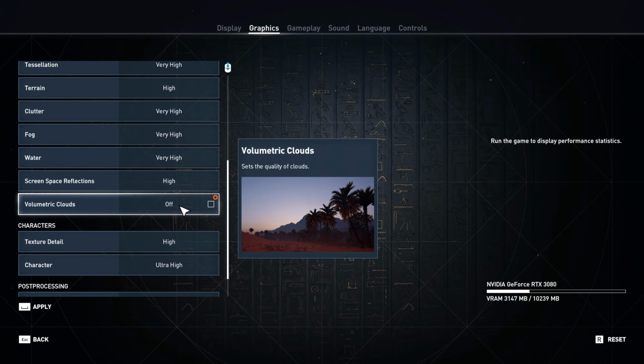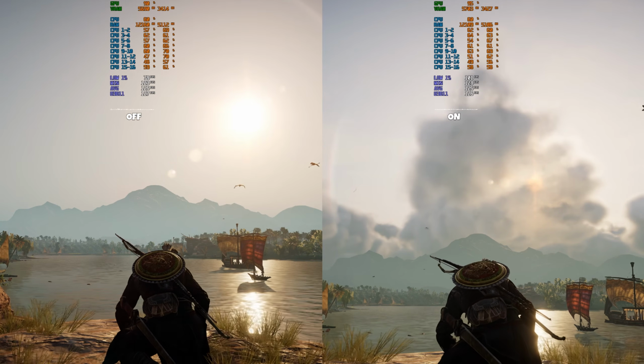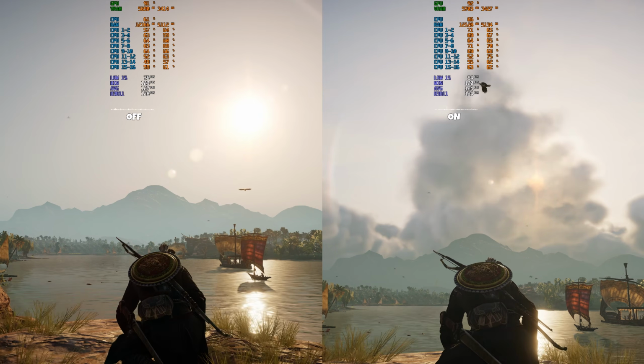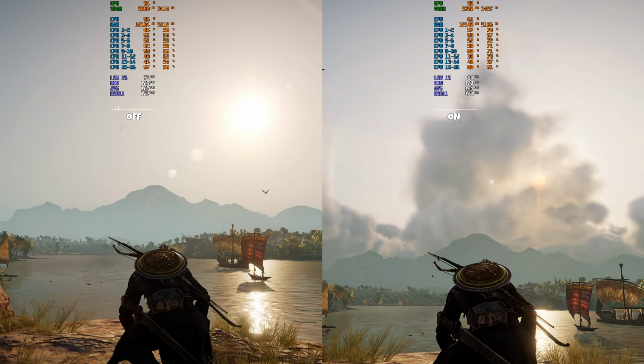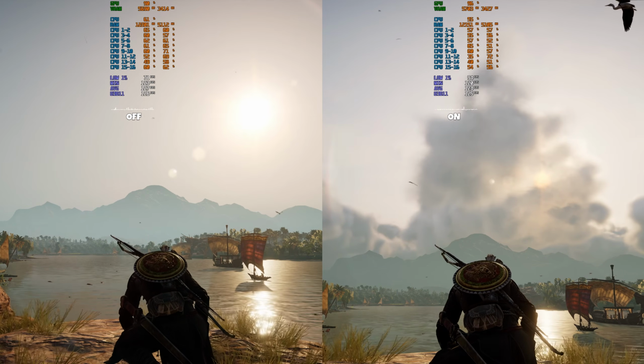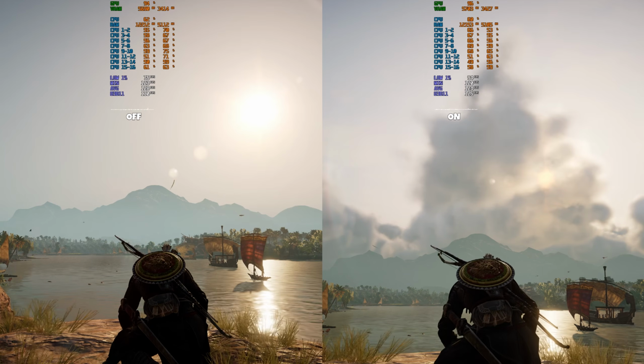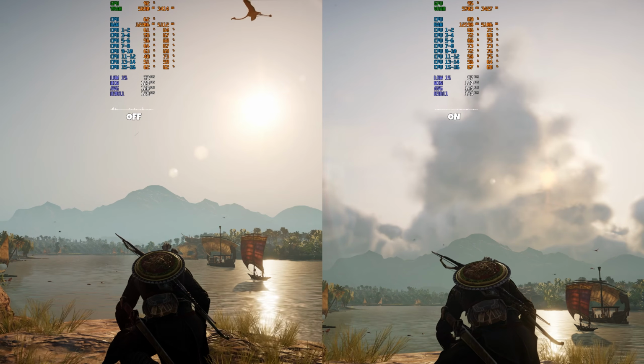Flying on up to Volumetric Clouds, let's just see that with Volumetric Clouds off, we gain about 4 FPS, but the 1% averages actually decrease by about 20, which is very weird, but it does happen. Here I would recommend keeping Volumetric Clouds off, since it does give the actual normal FPS a boost.